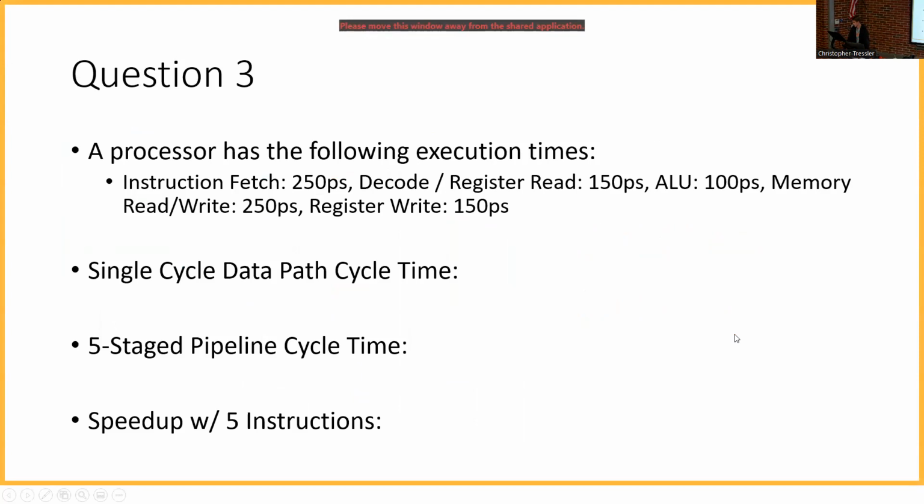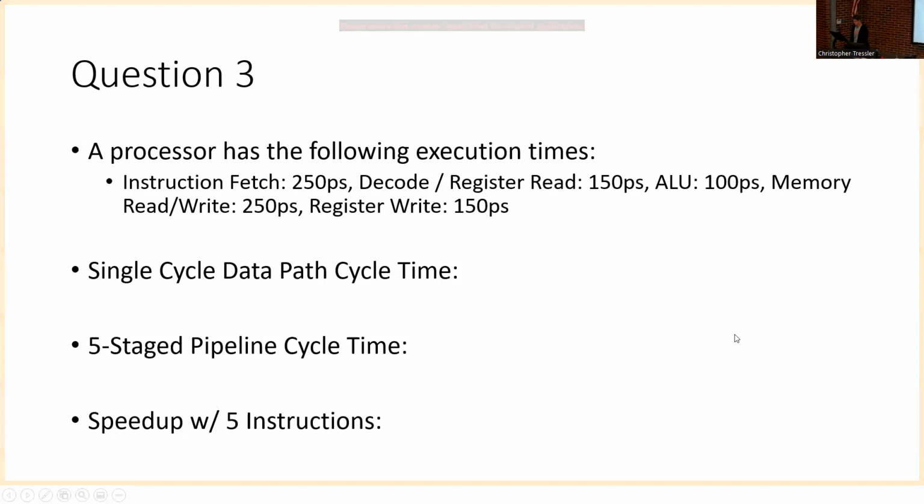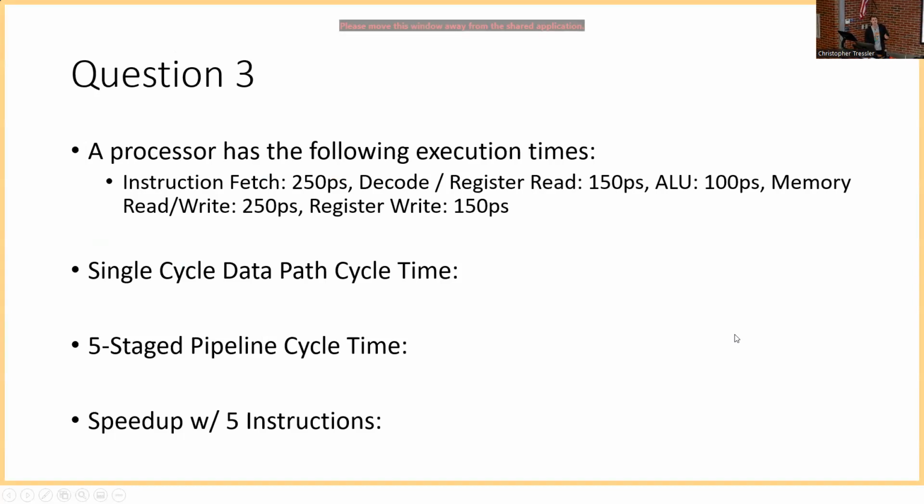Now we have some more math to do. We're going to look at single cycle data path cycle time versus 5-stage pipeline cycle time, and calculate the speed up. Calculating speed up is the same as in exam 1: it's just dividing old time by new time. Single cycle data path cycle time means all these operations are done sequentially, in order. We're not doing them at the same time at all.